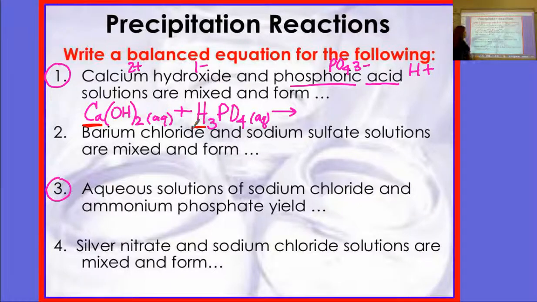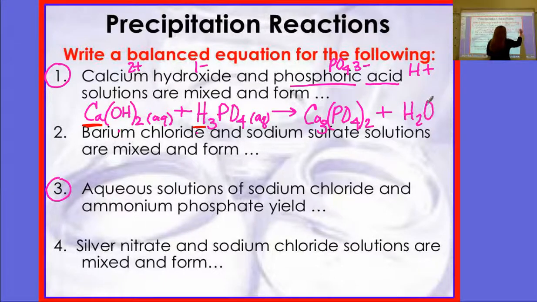The calcium switches places with the hydrogen. So, in my product side, I have calcium switching with the hydrogen, so calcium goes with phosphate. Again, watch your charges. Calcium is a 2+, swap and drop. Phosphate is a 3-, so it's Ca3(PO4)2, and the H now goes with the OH.